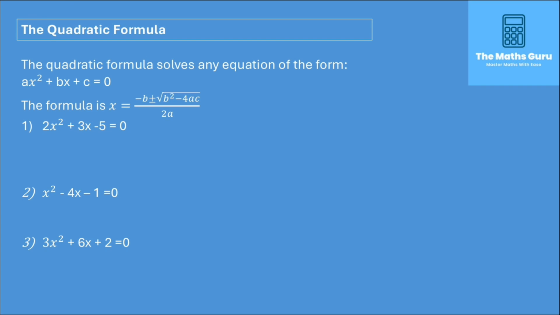So, the quadratic formula solves any equation of the form ax squared plus bx plus c. I did show you guys this before. The first thing we're going to have to do is look at the formula. The formula states that x equals minus b plus or minus the square root of b squared minus 4ac, over 2a. Okay, first things first, we have to label a, b, c.